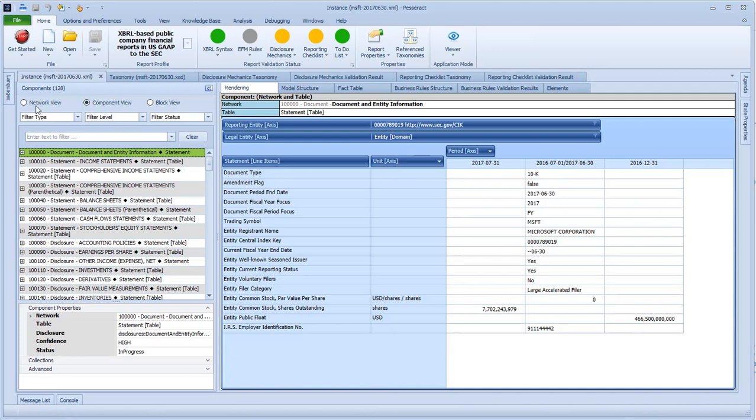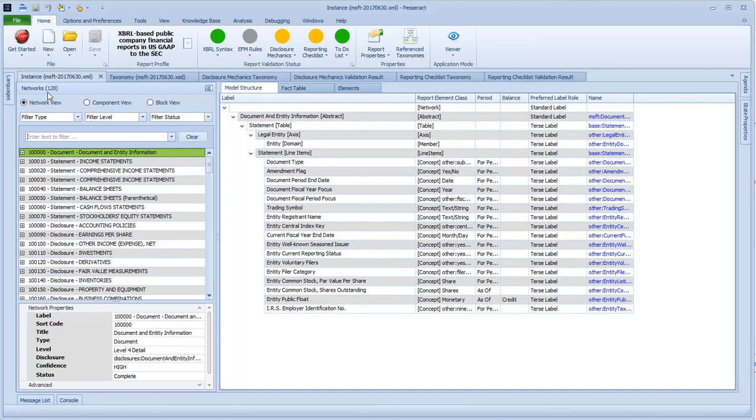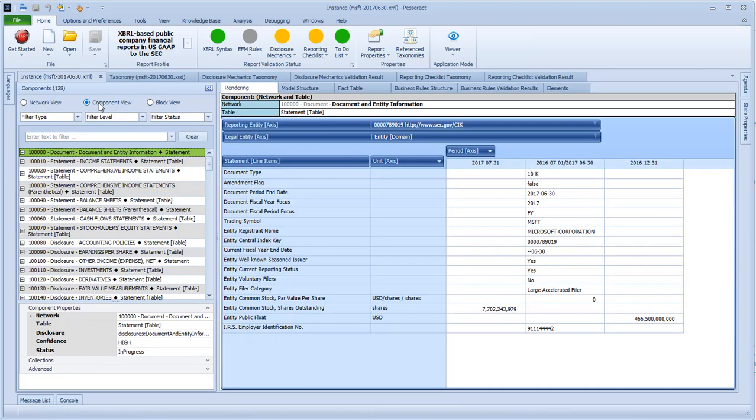Okay, if you look at the Microsoft report, if you look at the networks, you notice that there are 128 networks. Okay, those are Experial networks. Some people call them groups. Okay. If you look at the components view here, there's also 128 components. A component is a network plus a table. So it just so happens that Microsoft always has one table, for example here, statement table, per network. So the document information has a table, the income statement has a table, comprehensive income has one table, and all the way through every one of these networks. So you have the same number of networks and components.